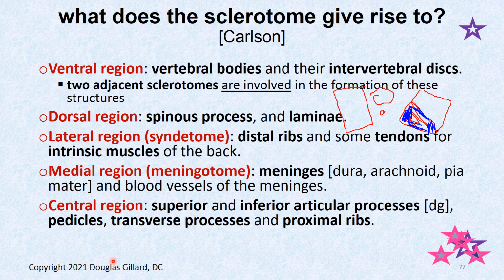The central process would be right here. They form the superior and inferior articular processes, the pedicles, transverse processes, and ribs. That medial portion only forms the meninges, and some of the blood vessels of the meninges as well. That medial region is sometimes called the meningiotome. This lateral region out here is sometimes called the syndetome. Got it? Another really important slide.